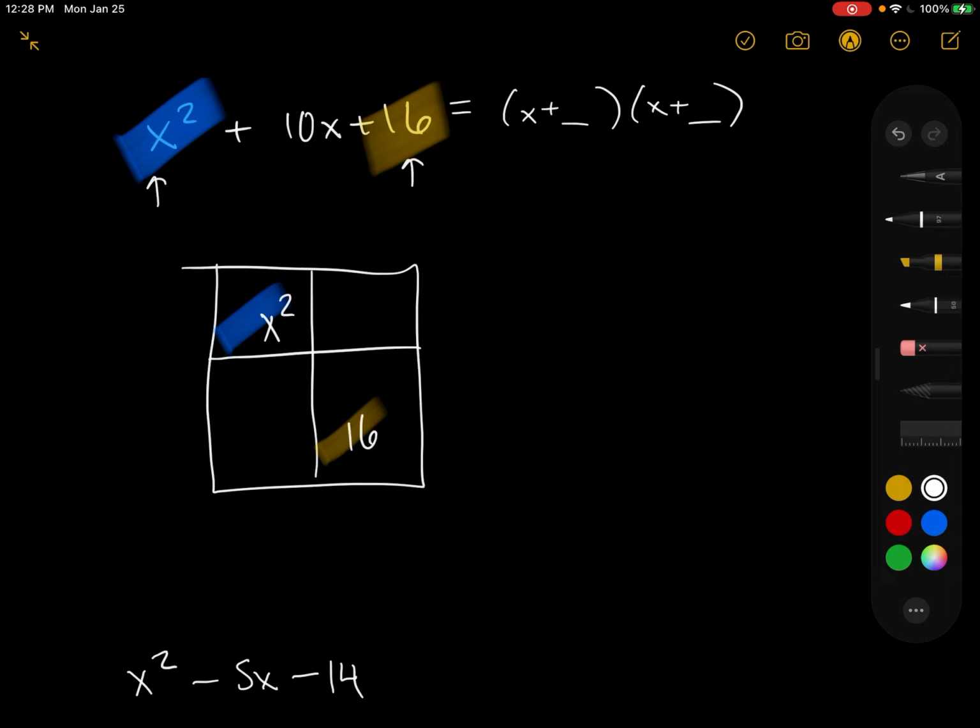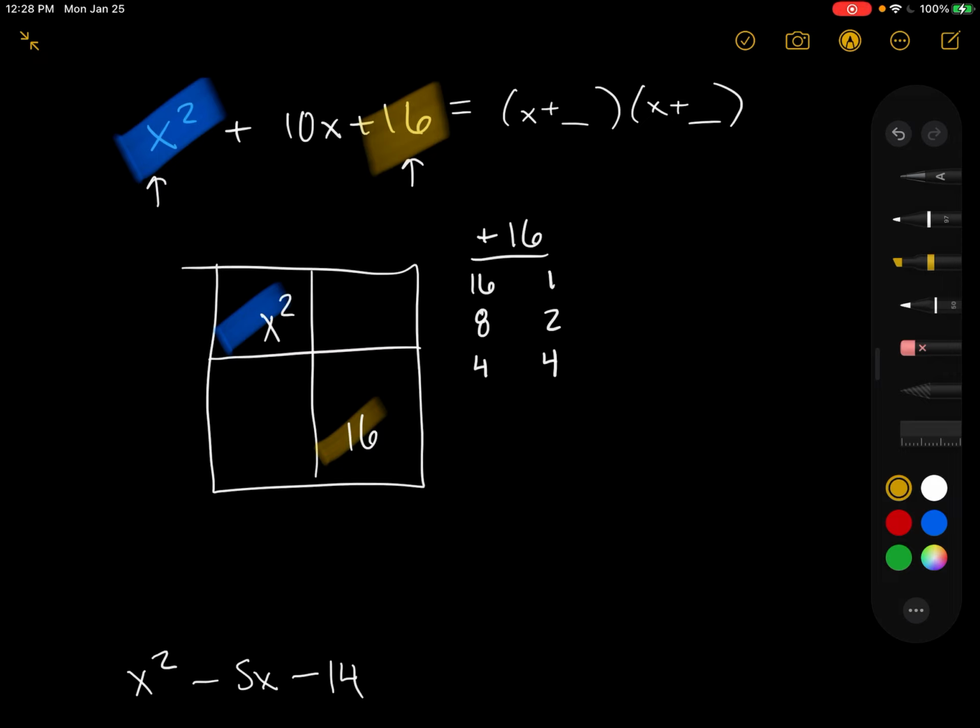After you do this, it's your job to take that last term, that last box, keep its sign with it, so the positive sign, and then list out everything that when you multiply gets you 16. So literally everything that's a whole number. 16 times 1, 8 times 2, 4 times 4, and it might take you a minute. You might not get it on the first try, but again, stick with it until you have all those things written down.